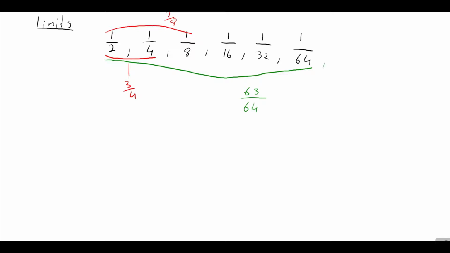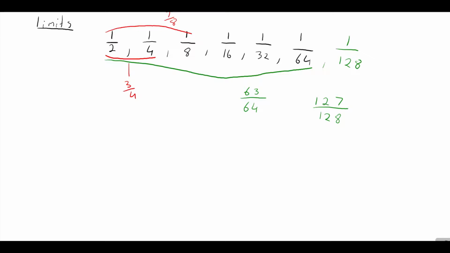Like you could double this to 1 over 128. And then if you add them all up, you'll get onto 127 over 128. And you can see that you're getting really, really close to a number. You're getting really, really, really close to 1. And as you continue on to this, you're going to get closer and closer to 1. But you're never actually going to get to 1 because these fractions are getting progressively smaller.